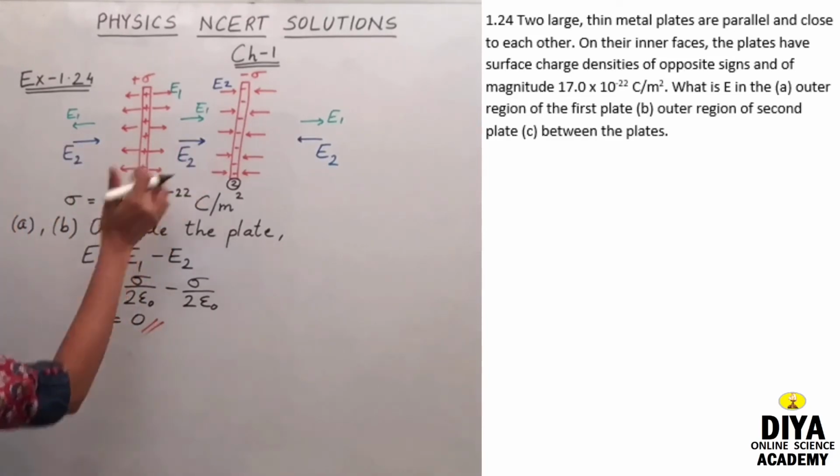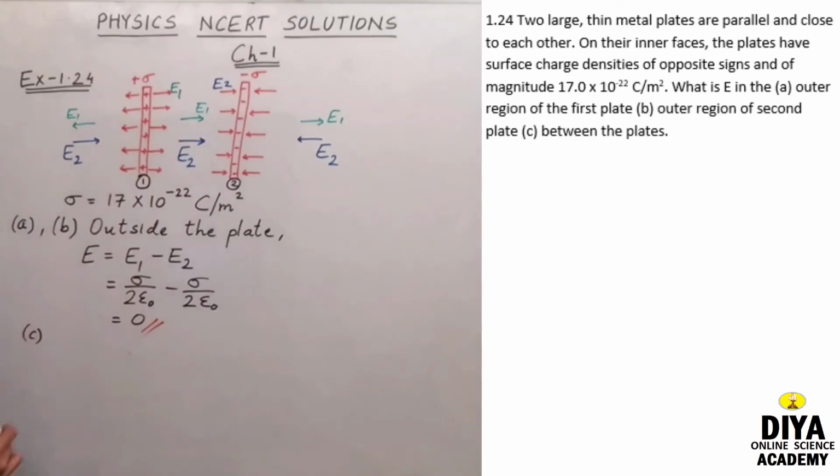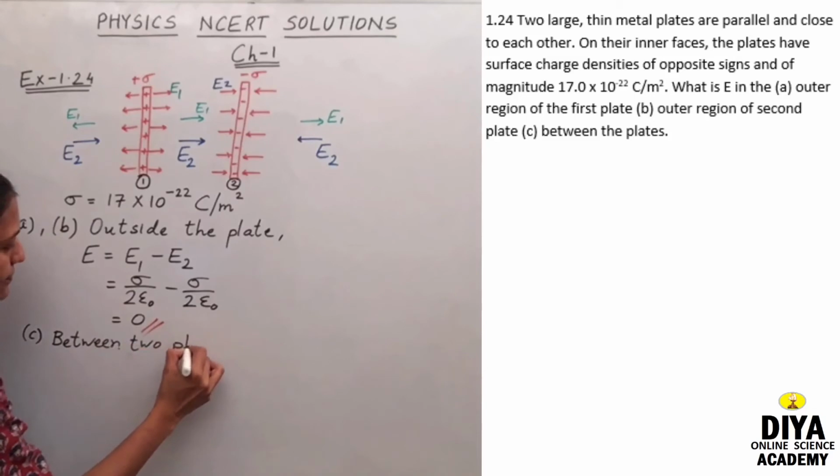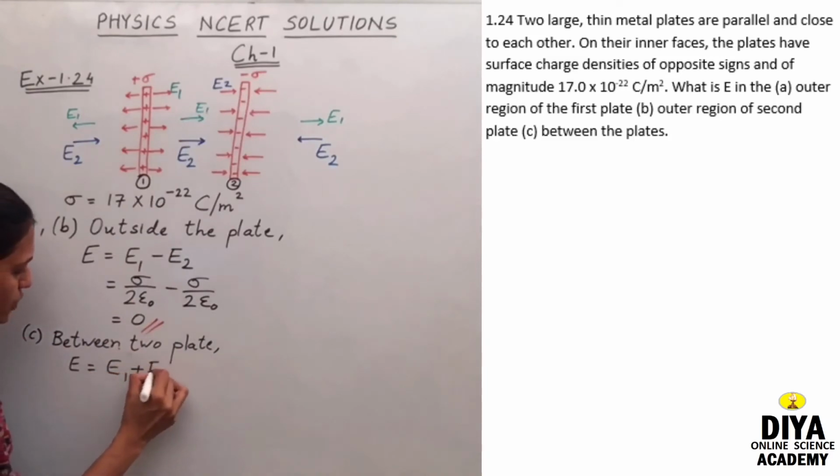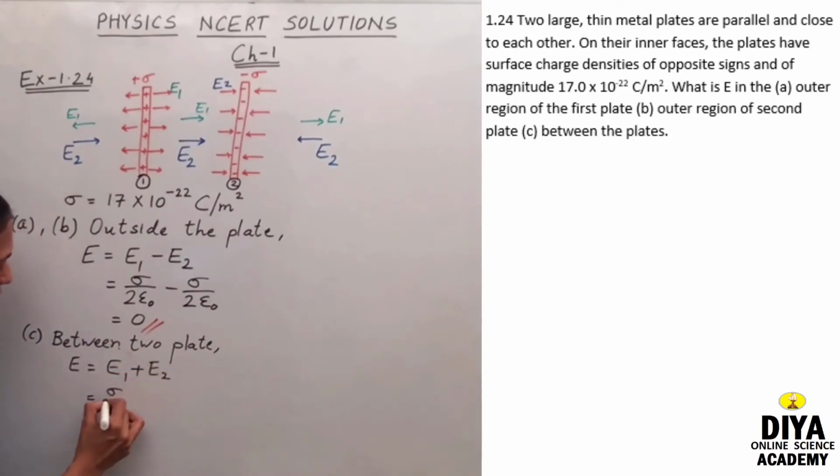Now what remains is the middle region, the region between two plates. So what do we get there? Between two plates, total electric field is the addition of both the fields, as both of them are in the same direction. So E equals to sigma by 2 epsilon 0 plus sigma by 2 epsilon 0. So this would be sigma by epsilon 0.